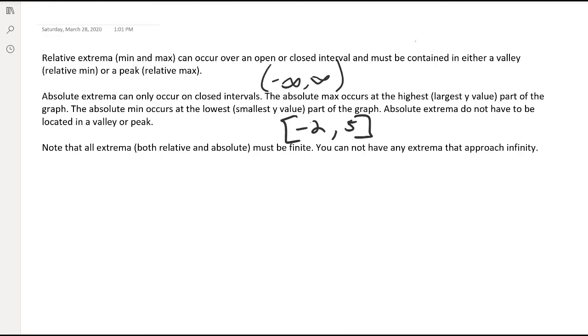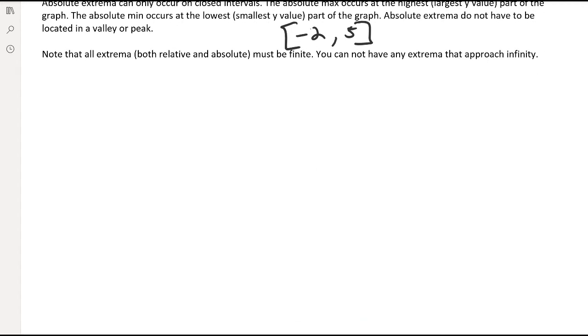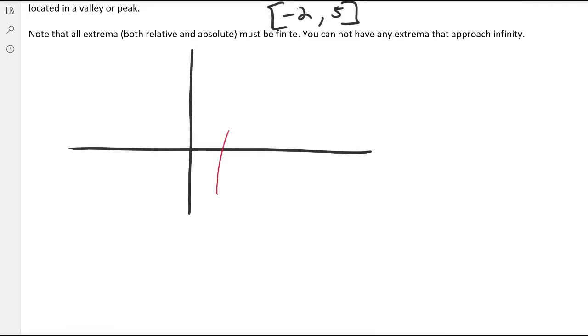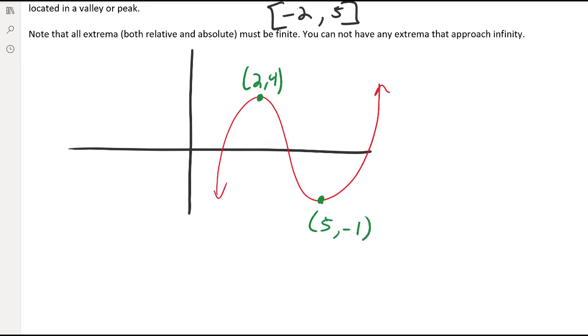Okay, let's look at a couple of graphs here. For example, let's say we had a graph that looked like this. Let's say it did something like this. Okay, let me give you a couple of ordered pairs here. Let's say this point right here is (2, 4). These are ordered pairs. Right here, let's say the ordered pair is (5, -1). Okay. All right.